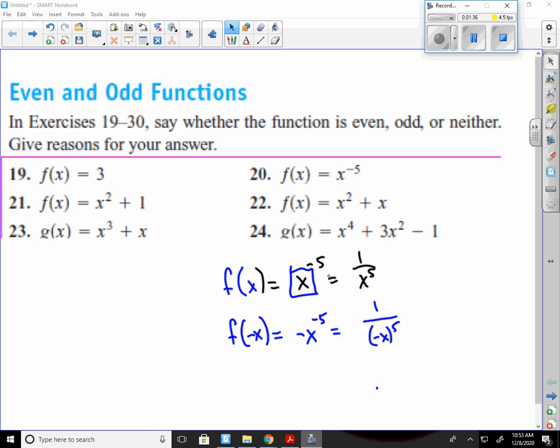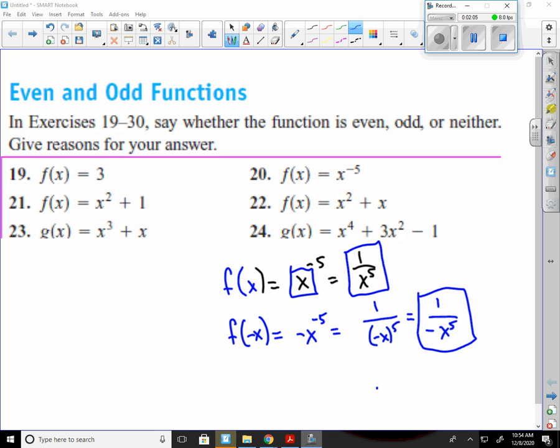All right, so we have 1 over x to the fifth, and now I have 1 over negative x to the fifth. If it's a negative x raised to the fifth power, what does that mean? Does it change it to a positive, or does it stay negative? It stays negative. So this is still just 1 over negative x to the fifth, right? Is this the same as this? No. So it's not even.